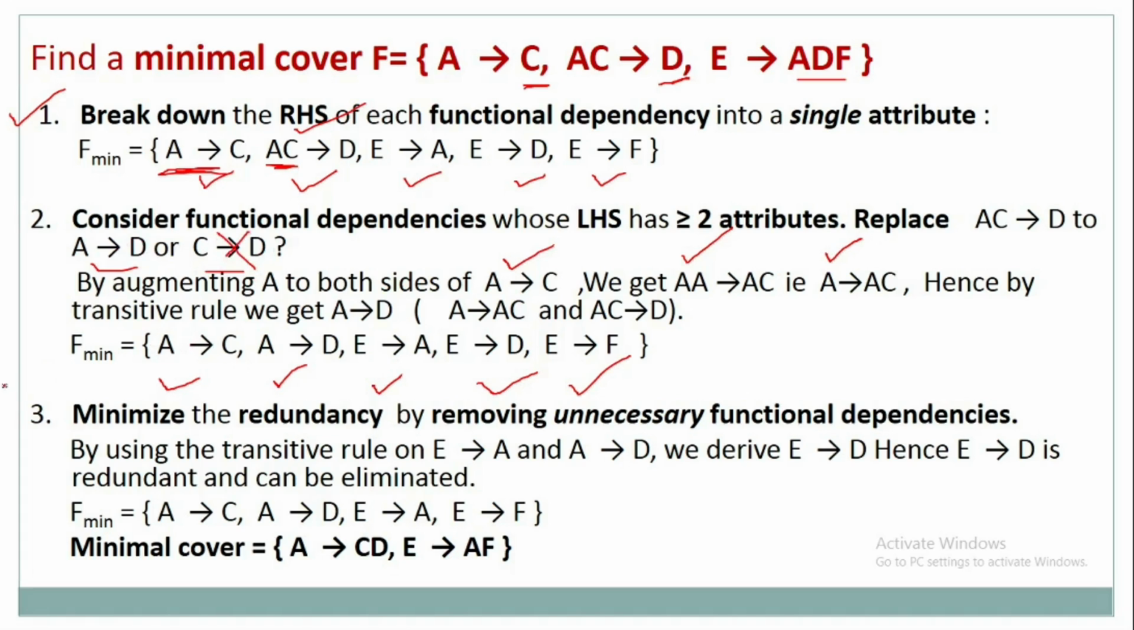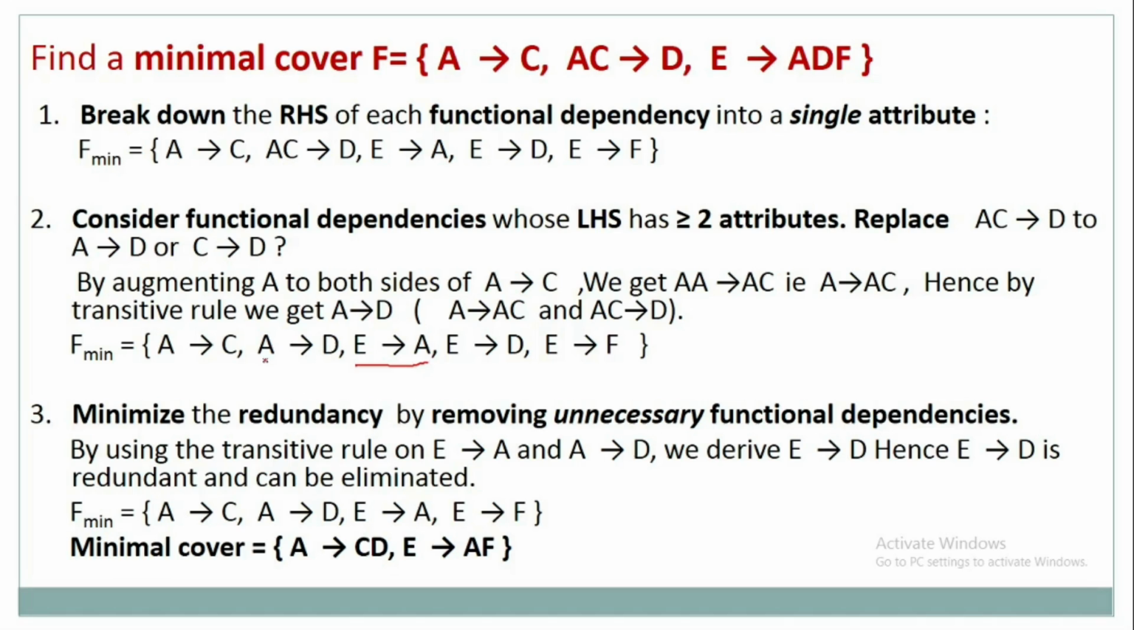Now in the third step, we need to check whether there are any redundant functional dependencies. We have A determines C, A determines D, E determines A, E determines D, E determines F. Once again, let me erase all. As you can see, we have E determines A, and we have A determines D. So E determines A, A determines D, so E determines D. This is a redundant functional dependency, because E can determine A and A can determine D. Based on the transitive rule, E can determine D. So in these functional dependencies, since E can determine D through A, the direct one is redundant.